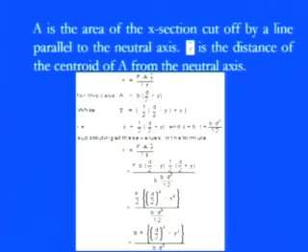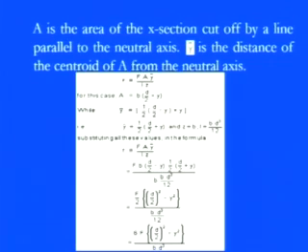A is the area of the cross section, generally cut by a line parallel to the neutral axis, and y bar is the distance, as I told you, between the centroid of this cross section and the neutral axis. With this information, the shear stress is equal to F into A into y bar divided by I into Z, as we discussed.